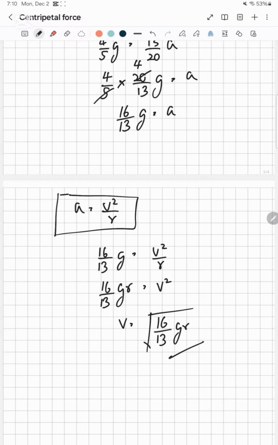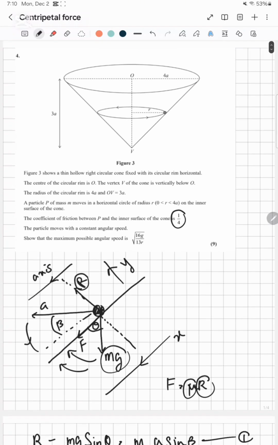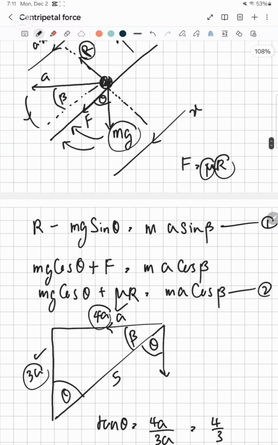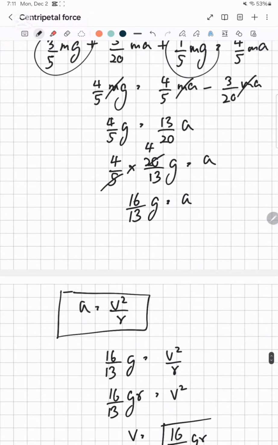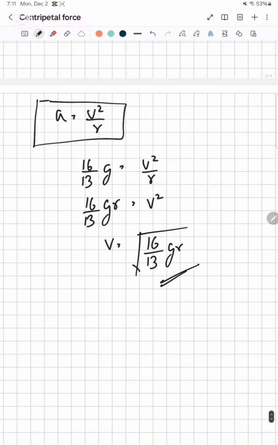This is your answer. I think there's a small mistake in the question because they've given us 16g over 13R. It should be an error in the question. It should be 16 over 13 gR because this is what we have. So yeah, this is your final answer.